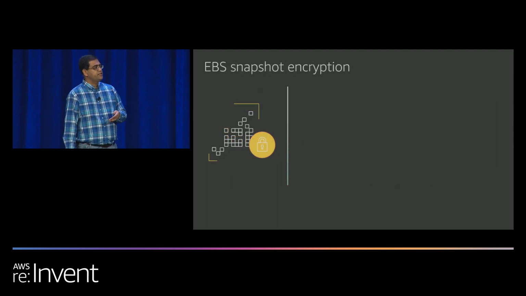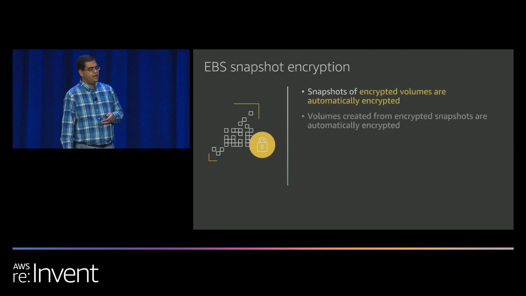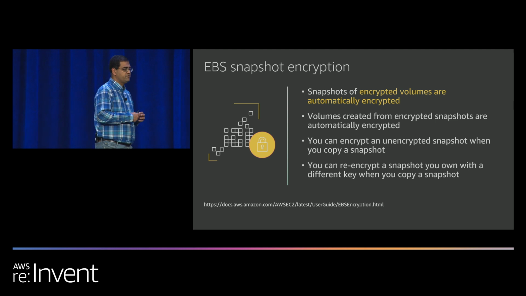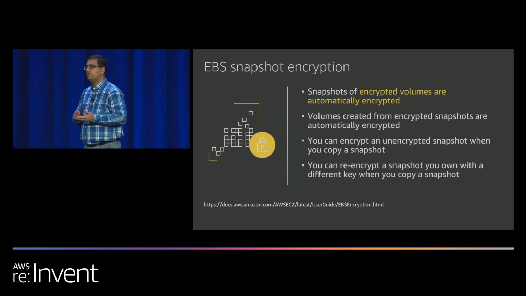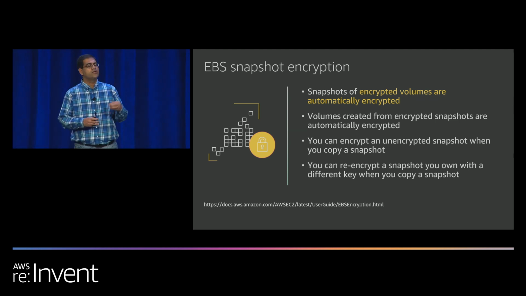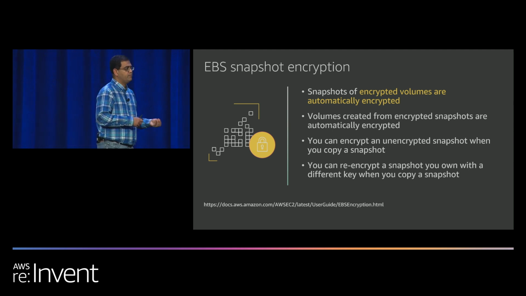Part of the EBS journey is also snapshots. Within snapshots, while we won't go into depth specifically, snapshots of encrypted volumes, as we talked about, are fully encrypted. Volumes created from snapshots that are encrypted are also encrypted. You can encrypt an unencrypted snapshot by copying it, and you can re-encrypt a snapshot while you're copying it as well.